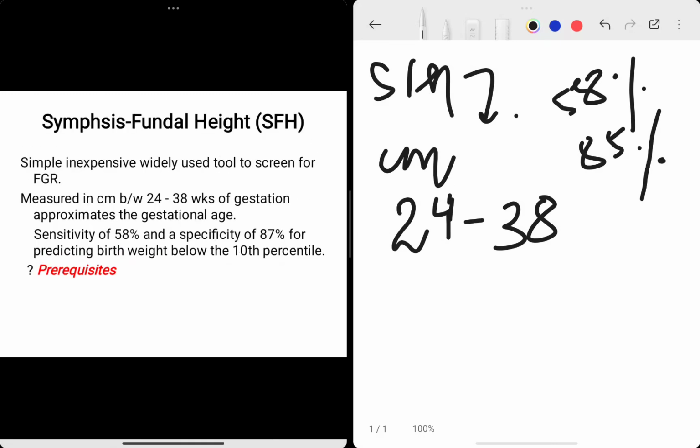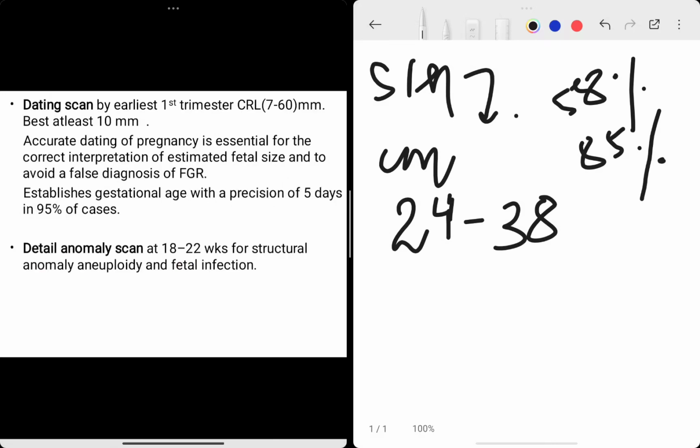Can anybody tell what are the prerequisites? Yes. So this is to be measured between 24 to 38 weeks of pregnancy. We have checked this. The bladder should be empty. There should not be any fibroid. There should not be macrosomia or polyhydramnios, and the inch tape should be placed between the xiphisternum and the pubic symphysis to check the symphysiofundal height, and hence its name.